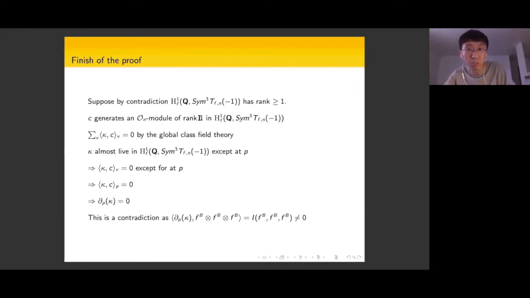So the strategy is rather simple. You simply pair this kappa with anything in the Selmer group, and using this property, conclude that kappa is an annihilator that kills anything in the Selmer group. And this is because of the non-vanishing of the Gross-Schoen period. Okay.